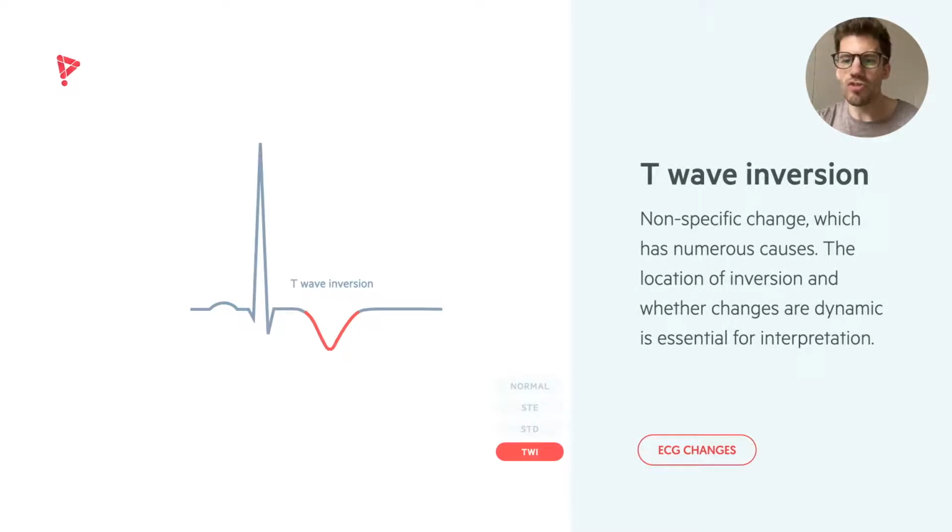Finally, T-wave inversion is a non-specific change, which is when we get inversion of the T-wave occurring after the QRS. And there are numerous different causes as well as ischemia. It's important to note the location of the inversion and whether it changes the dynamics, so taking serial ECGs to be able to properly interpret T-wave inversion.